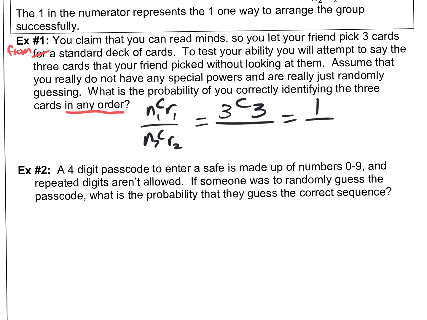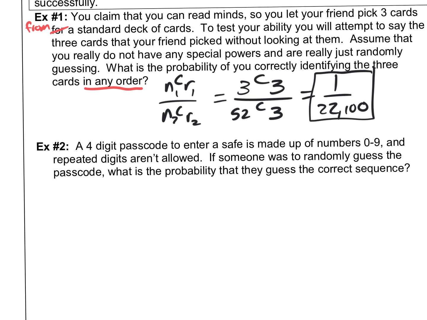That's it. But on the bottom, you need to think of all the ways that you could pick 3 cards, including all the ways to be wrong. Well, how many cards are there in a deck? There's 52 cards, and you're choosing 3 of them. 52 choose 3 is 22,100. So there's your probability that you would get this right. It's 1 out of 22,100. Seems pretty unlikely. So if you really could guess those 3, maybe you do have some special abilities.